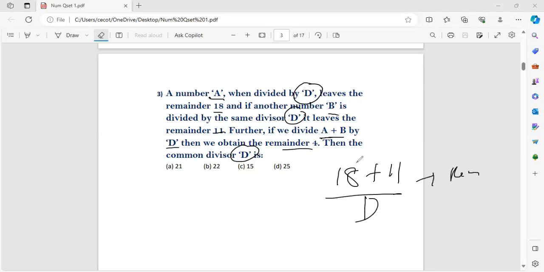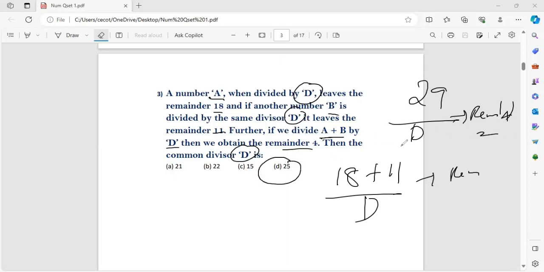If you add the remainders given in the question, that gives you 29, isn't it? 18 plus 11 is 29. That divided by the divisor gives you remainder 4. Now from the options, check which number will give you the remainder 4 if you divide 29 by it. 29 by 21 will not give you 4. If you observe option D, that is 25. 29 by 25 gives you remainder 4. So the answer is 25.